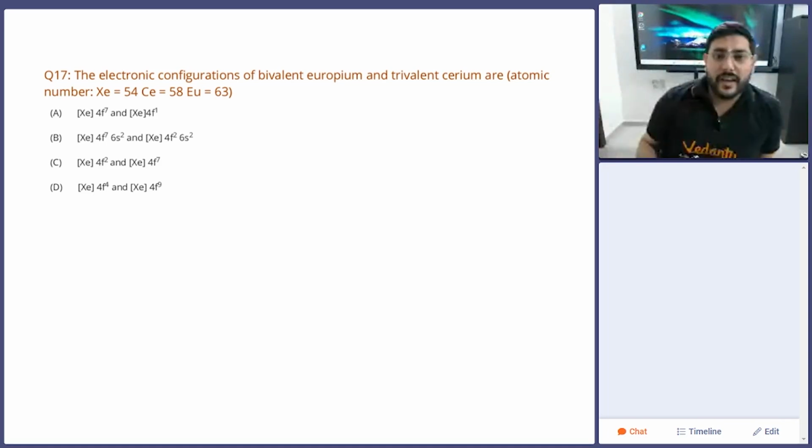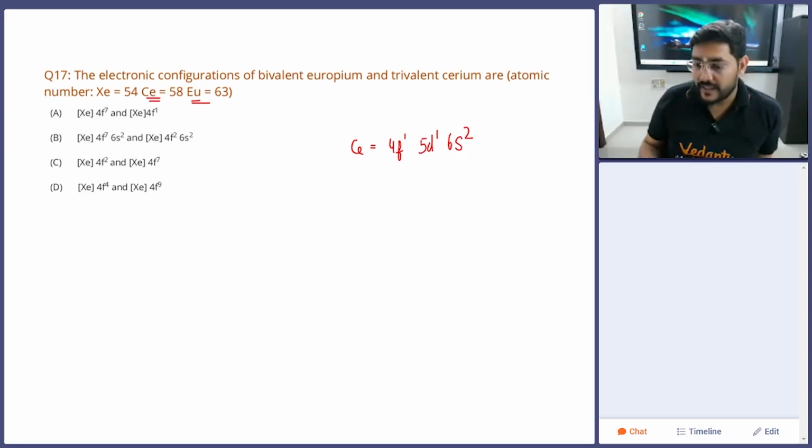Okay. Now, the electronic configuration of bivalent europium and trivalent cerium. Okay. The atomic number is given to you guys. Now, this is, come on, everyone, the first member of the lanthanides. Yes. Now, let's talk about it. So, cerium we are talking about. Cerium has the configuration of 4f1 5d1 6s2. This is the configuration of Ce. Now what are they saying? Trivalent. So 3 electrons are going to be removed. So can I say that for Ce3+, the configuration will be [Xe] 4f1.